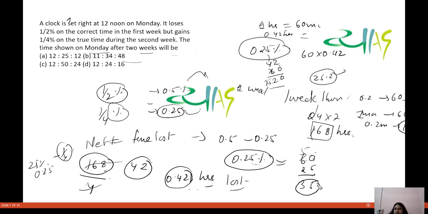This will come to be 3. But this will not be 35 because this 12 seconds are also lost from this 1 minute. So that will be 48 seconds left. So your answer will be 11. Time shown after 2 weeks is 11:34 and 48. So I hope everybody is clear with this thing.